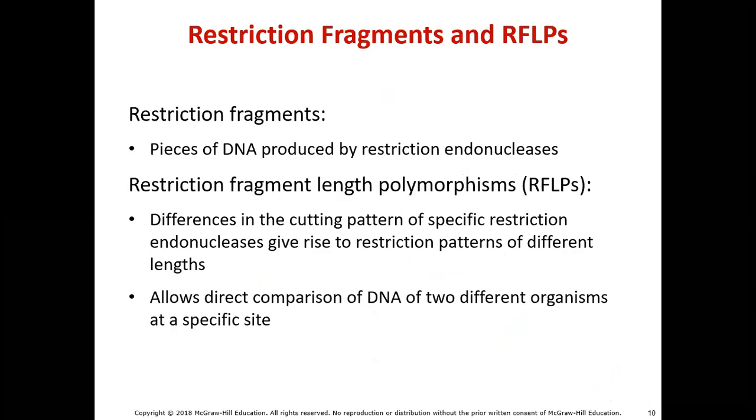So restriction enzymes can create pieces of DNA, and these restriction fragment length polymorphisms are differences in the cutting pattern of specific endonucleases. So you get patterns of different lengths. That way you can compare DNA of 2 different organisms at a specific site. In other words, if you cut the DNA of one organism versus another, you're going to see different fragments. And in forensic science, you can compare those fragments, because everybody will have a unique signature of the fragments that get cut by the endonucleases.